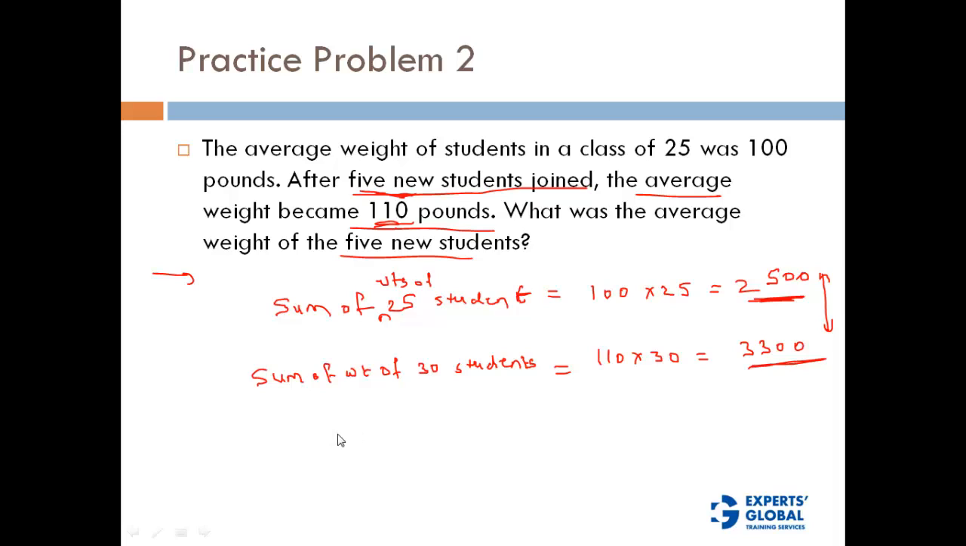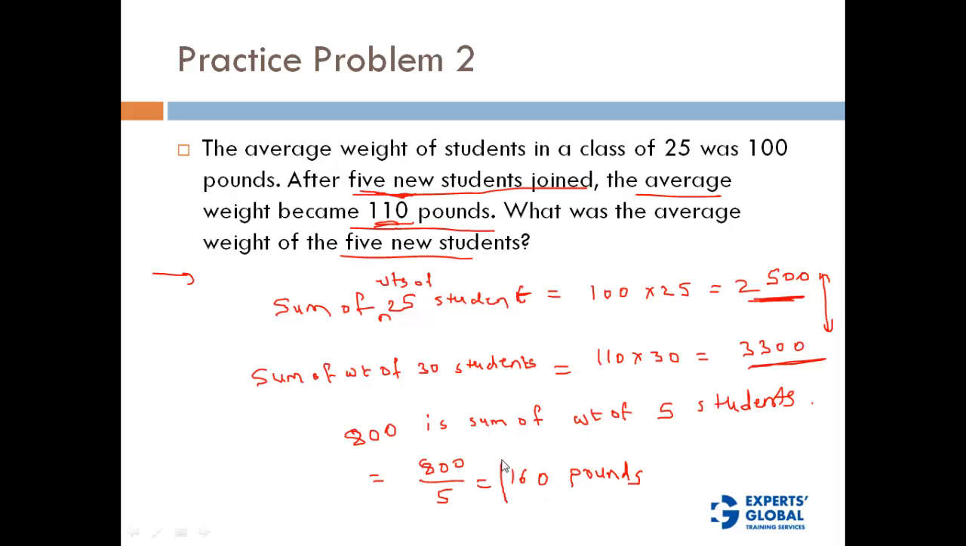So there is an increase of 800 pounds because of 5 students. 800 pounds is the sum of weights of new 5 students, correct? So what is going to be the average weight? So it's going to be sum divided by number of students. It's going to be 800 by 5. So it's going to be 160 pounds. So the average of those 5 students is 160 pounds.